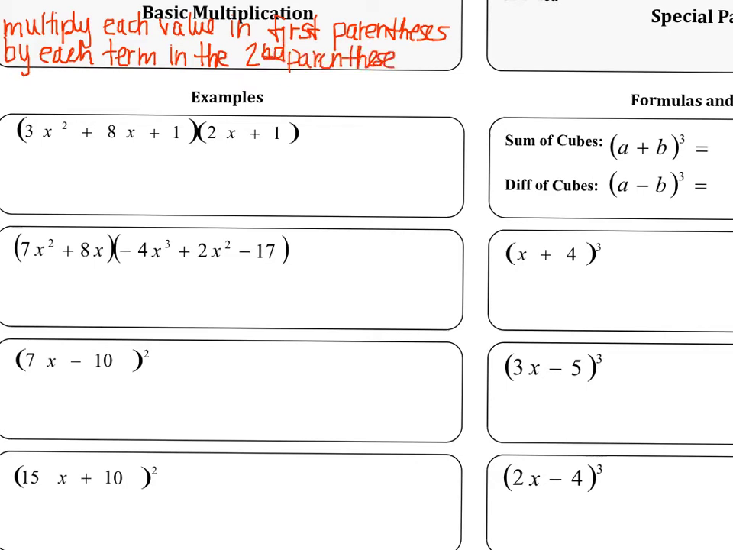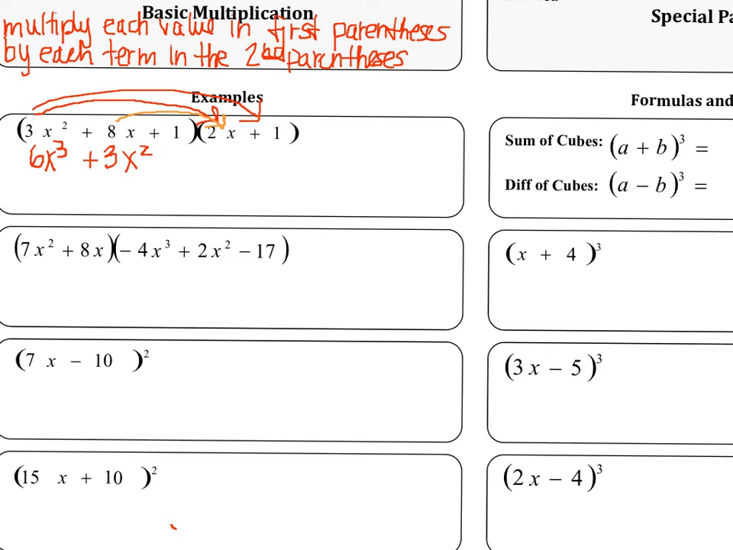You might remember FOIL, but here we've got more than just two things in both sets. So everything in the first set has to go to everything in the second set. I'm going to start with 3x squared and give that to the 2x. 3x squared times 2x is 6x to the third. 3x squared times 1 is plus 3x squared. Now I'm going to use a different color just to show it a little bit better. Now I'm going to give that 8x to everything. So 8x times 2x, that's a plus 16x squared.